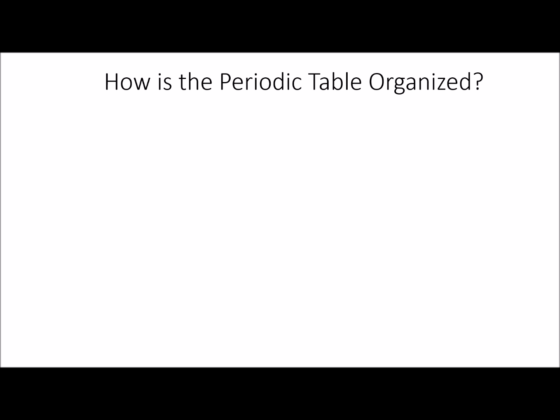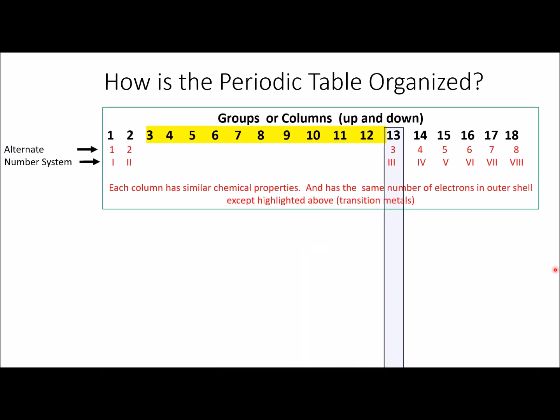So how is the periodic table organized? Well, it's organized very much like a spreadsheet with columns and rows. Let's talk about the columns first. The columns or groups are numbered 1 through 18 on some periodic tables. On others, 3 through 12 are skipped, and it's numbered 1, 2, and then skips over to 3, 4, 5 through 8. And still others have the columns labeled as Roman numerals, 1 and 2, again skipping over 3 to 12, and then 3 through 8 in Roman numerals.